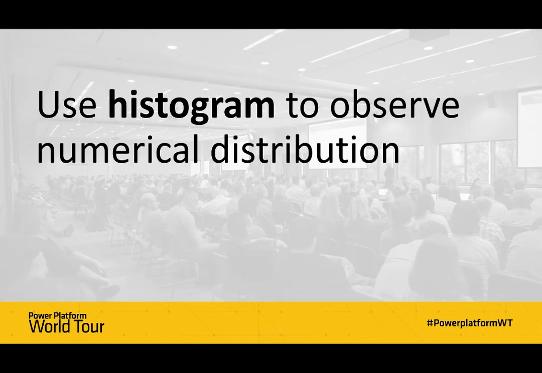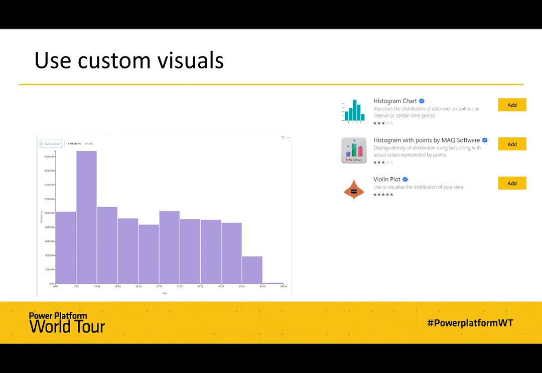So let's begin with one of the easiest tools. The first thing you do when you're a data scientist is to observe what we call the distribution. It's a really simple chart called a histogram. But this chart is not in Power BI. You have to look for a custom visual. Okay, there are three of them.